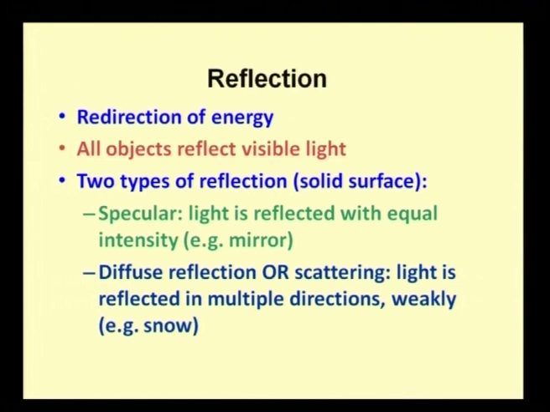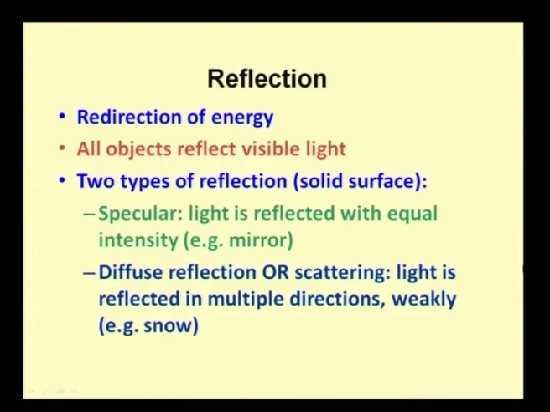There are two types of reflection. One is specular, where light is reflected with equal intensity, that means a mirror. For example, you take a mirror, and when light comes in, the mirror does not absorb any amount, and it is straight away reflected, and therefore this is called specular reflection. And the other one is diffused reflection or scattering, where the light is reflected in multiple directions, for example by snow.